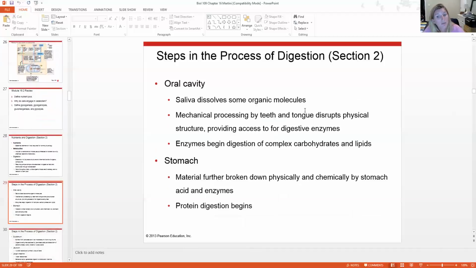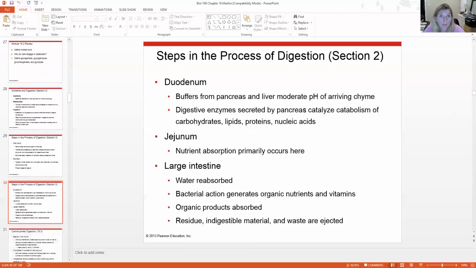Then in the stomach, the material is further broken down physically and chemically. Protein digestion begins here. The duodenum, that first segment of the small intestine, is where more buffers from the pancreas and liver are going to moderate the pH, and there are lots of digestive enzymes coming in from the pancreas that are going to catalyze catabolism. So they're going to bring about more digestive processes.